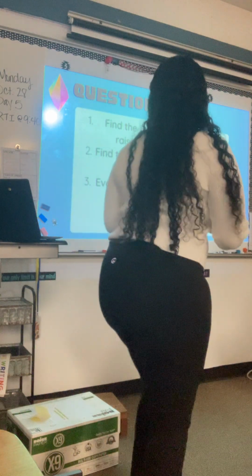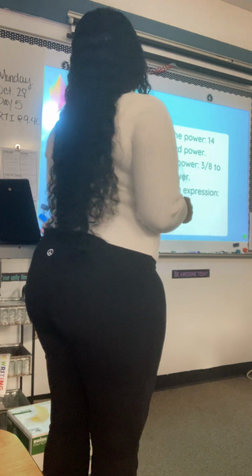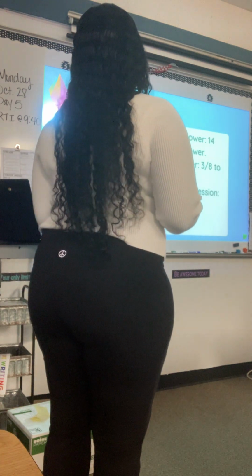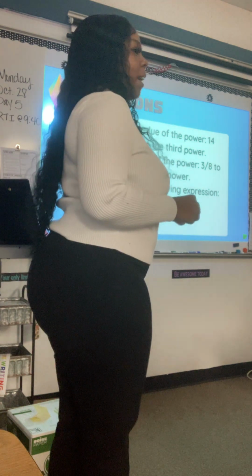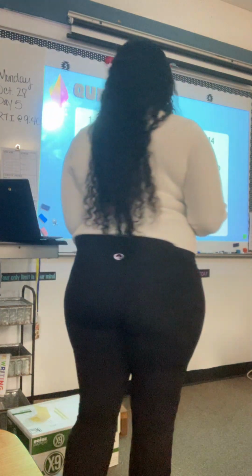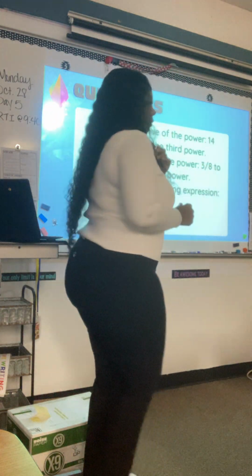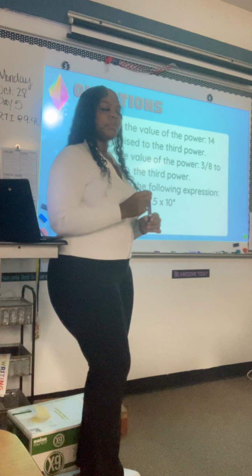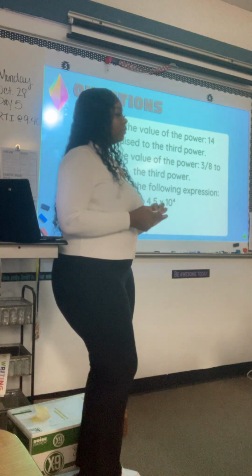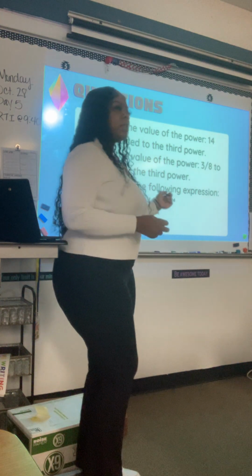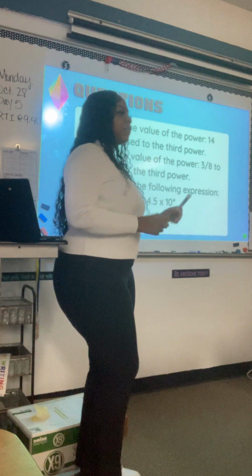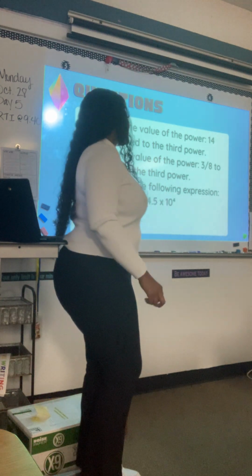Okay, so now the 3rd one. Evaluate the following expression. 4.5 times 10 raised to the 4th power. It's a two-step equation. First, you have to figure out 10 raised to the fourth power, and then you times it by 4.5.